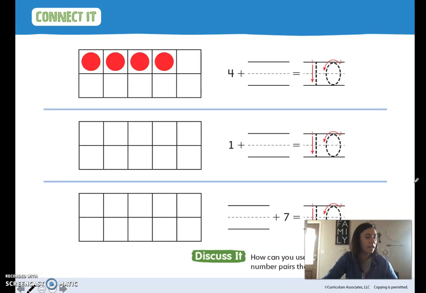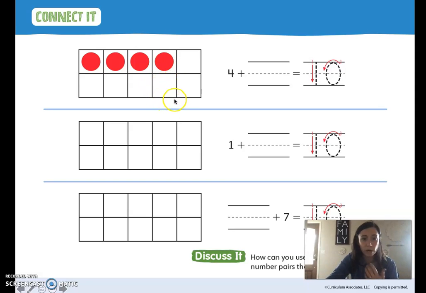All right, friends. Now, this is also going to be a slide that is very similar to a page that you're going to have. And this is where you're just connecting it. So if you look at the beginning, here's the addition problem. It says 4 plus blank equals 10. Now, I'm showing those 4 cubes, or those 4 circles, counters, whatever you want to call it. And it is 1, 2, 3, 4.